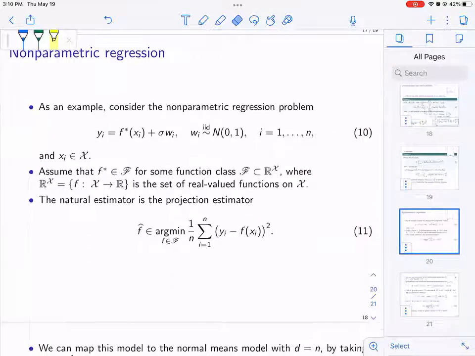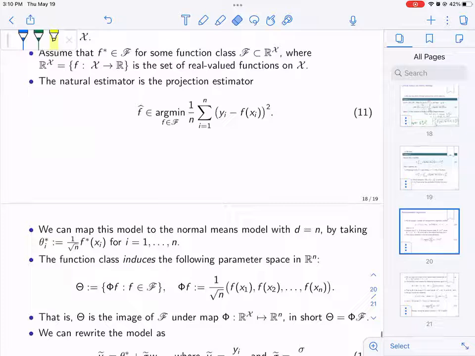So let's go back to the nonparametric regression, and see how this all fits in there. As an example, we actually started with the normal means model, but the nonparametric regression model is something like that, if you recall. So f star belongs to some class of functions, and the projection estimator in this model is just something like this.